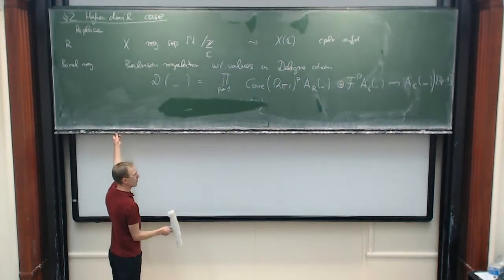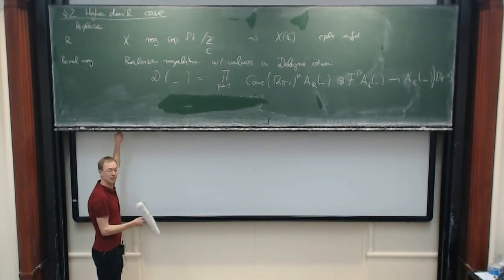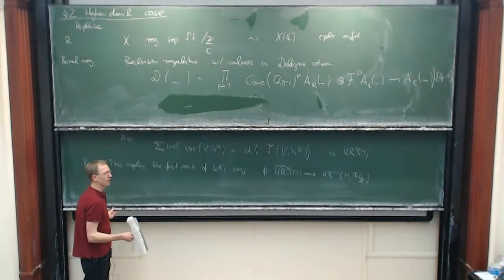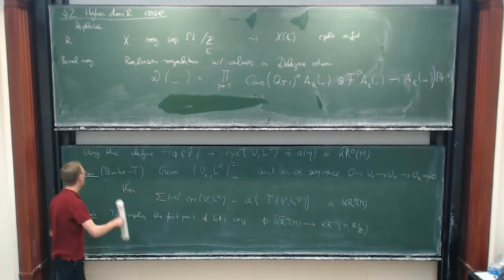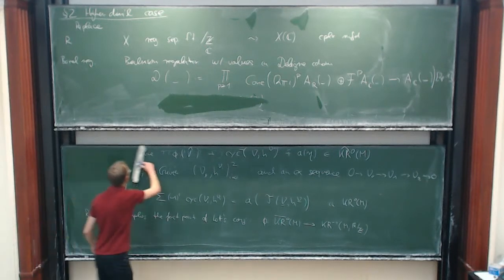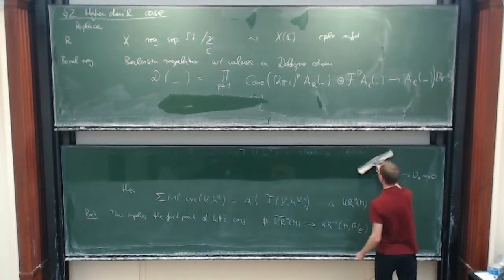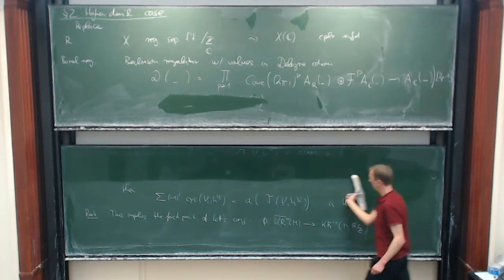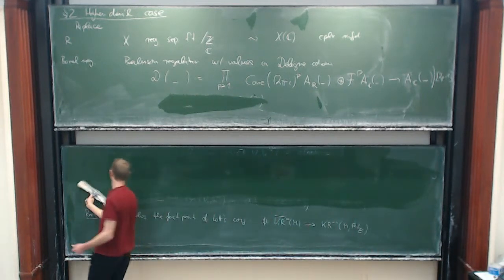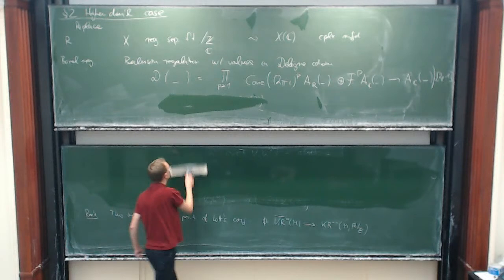Now, what are the geometric objects? Before we had these locally constant sheaves of R-modules, and they will now be replaced by certain vector bundles in the sense of locally ringed spaces.